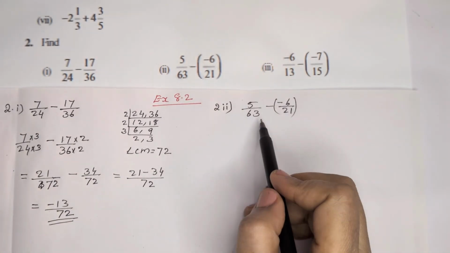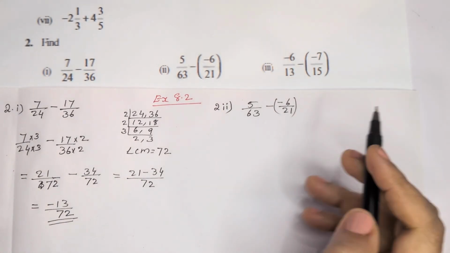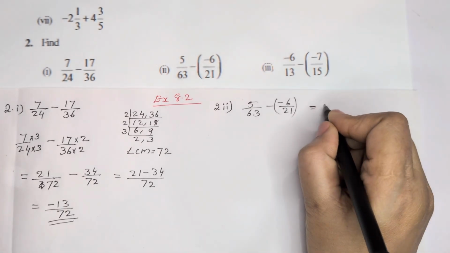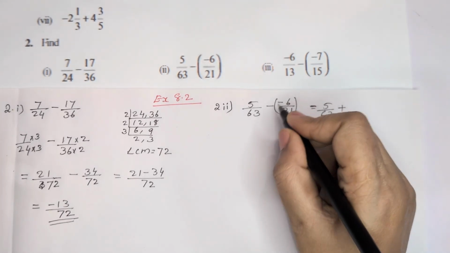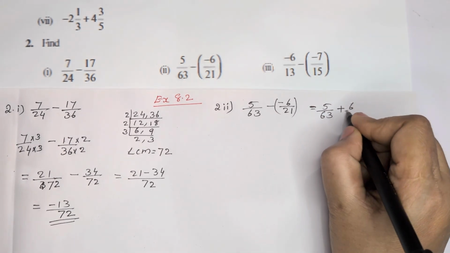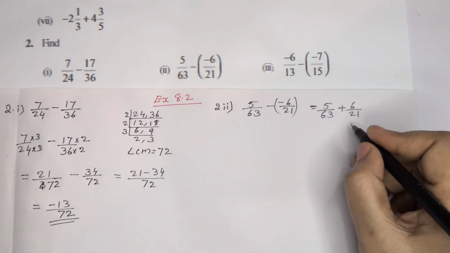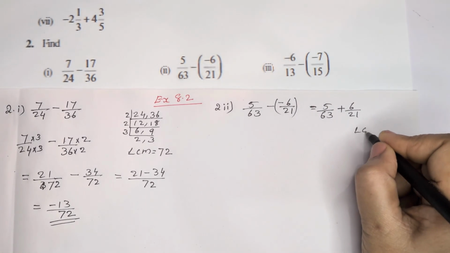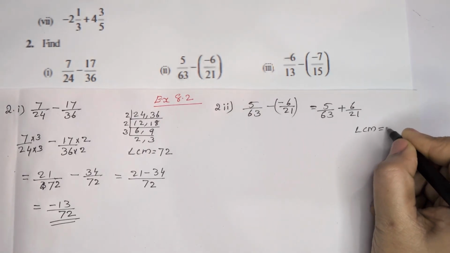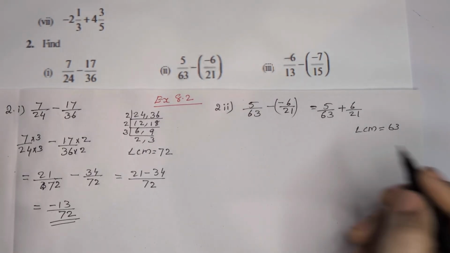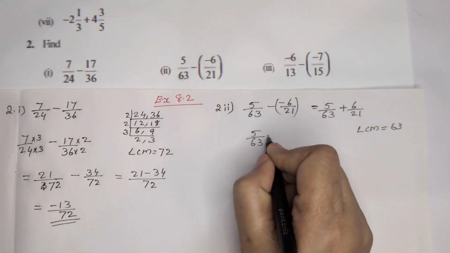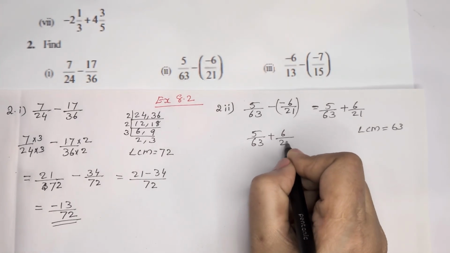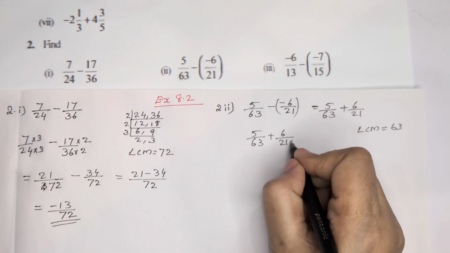Second question, 5 by 63 minus 6 by 21. This we can rewrite as 5 by 63 plus minus of minus plus 6 by 21. Here 63 and 21. So LCM of 63 and 21, that is 63. So we can write as 5 by 63 plus 6 by 21. 21 into 3, 63.